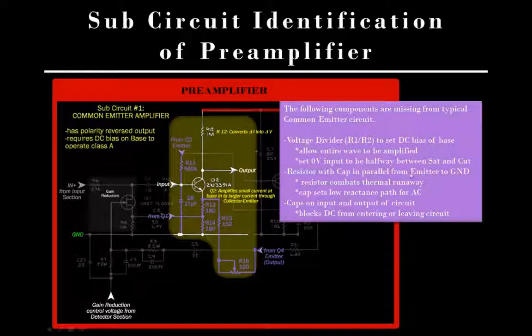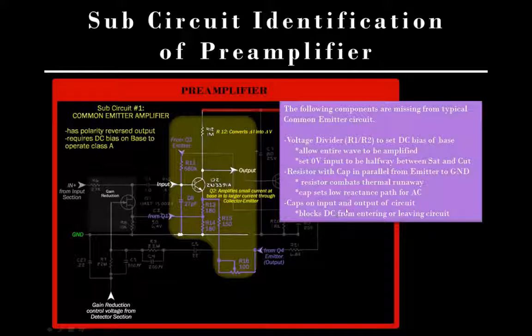The resistor with the cap going from emitter to ground here is missing. So both that resistor and that cap are missing. The resistor is there to combat thermal runaway, and the cap sets a low reactance path around the resistor for AC. So if the resistor is not there, the cap doesn't need to be there. So that part's pretty simple.